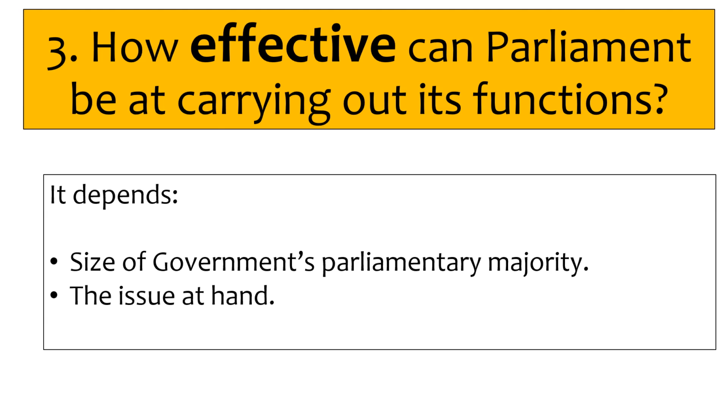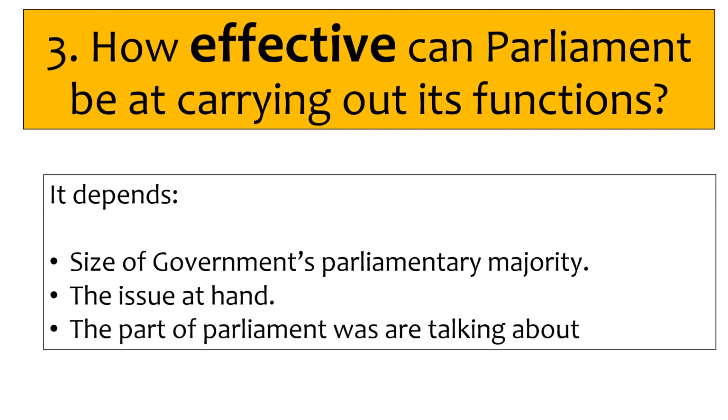If it's a really controversial issue, Parliament may take more steps to carry out its functions. If it's a less controversial issue, it may take less steps. And again, you'll see with your case studies when we share them where the issues of controversy pop up. Generally, war is a really controversial area where Parliament steps up. And it also depends on the part of Parliament we're talking about.